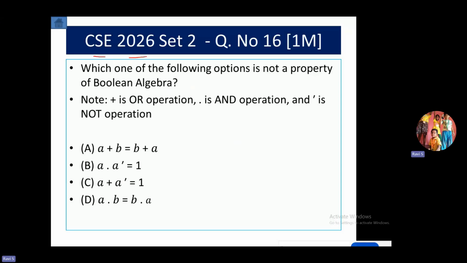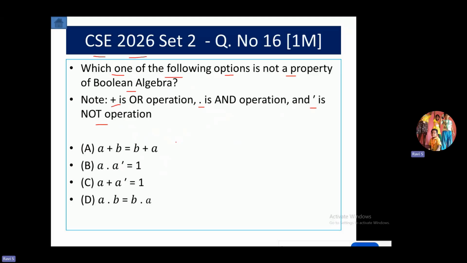GATE CSE 2026. Which one of the following options is not a property of Boolean algebra? There are 4 properties given. Among the 4, one is not a property of Boolean algebra. We need to identify it. Here, plus represents OR operation, dot represents AND operation, and apostrophe represents NOT operation.